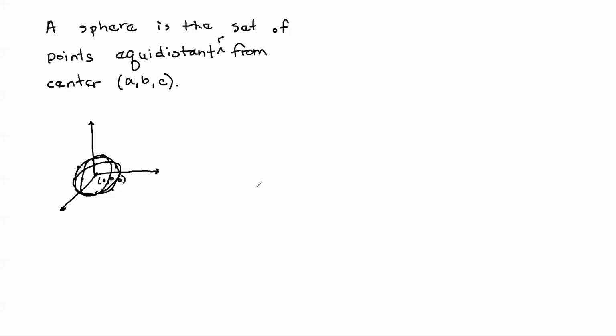Okay, so the formula for a sphere is given by x minus a squared plus y minus b squared plus z minus c squared equals r squared. And you can look at that and say, oh, wow, that looks a lot like the circle formula, except we added another component. And that's correct.